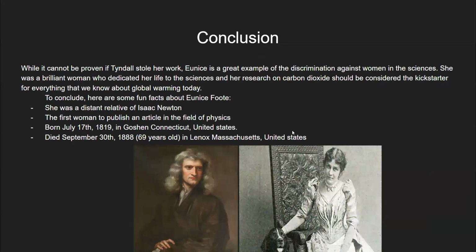So Eunice is a great example of discrimination against women in the sciences, as her work wasn't taken seriously. She was a brilliant woman who dedicated her life to the sciences, and her research on carbon dioxide should be considered the kickstarter for everything that we know about global warming today.